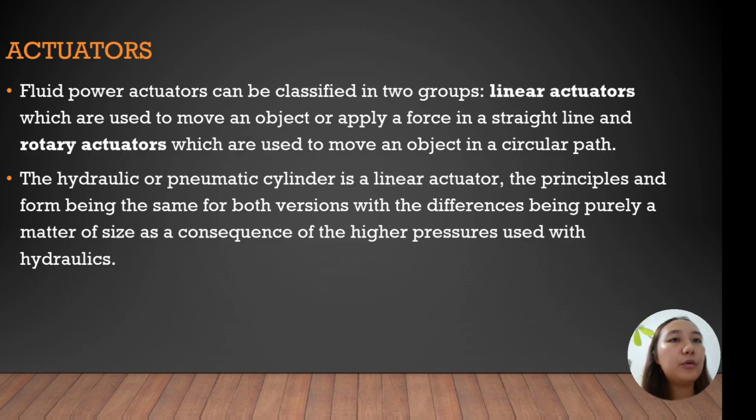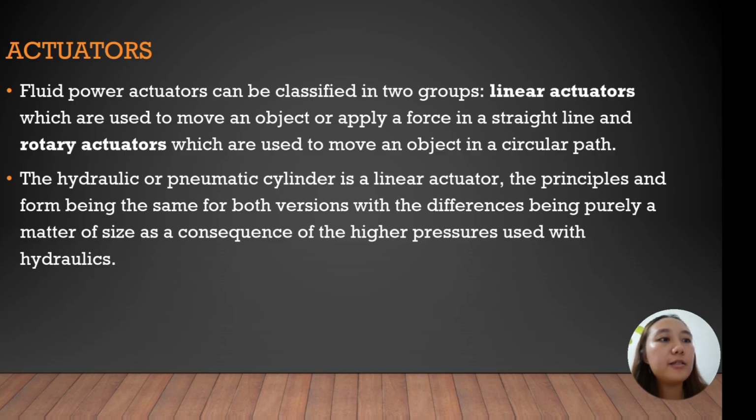Actuators. Fluid power actuators can be classified into two groups: linear actuators, which are used to move an object or apply a force in a straight line, and rotary actuators, which are used to move an object in a circular path. The hydraulic or pneumatic cylinder is a linear actuator, the principles and form being the same for both versions, with the differences being purely a matter of size as a consequence of higher pressures used with hydraulic.